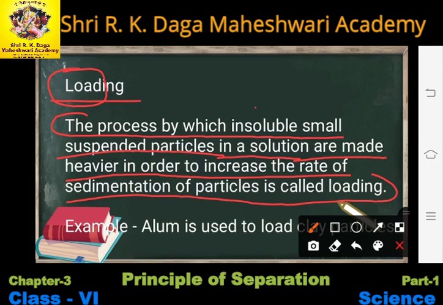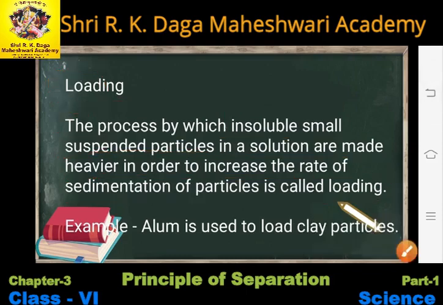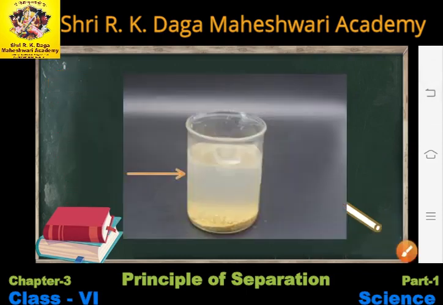So what do we do in this process? We increase the mass of the solutes, so that if their mass gets increased, then what will happen? They will get deposited at the bottom of the container, right? And then we can easily remove them from the container. You will better understand it with the help of a diagram. Students, see here.